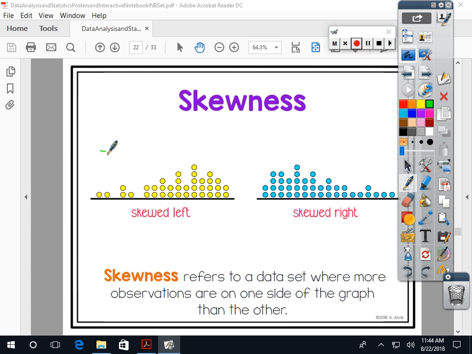You could just do something like this, like a straight line, and then write skewed left below it. And skewed left looks more like this. More of the data is on the right side than the left. And then over here, skewed right would look more like this.